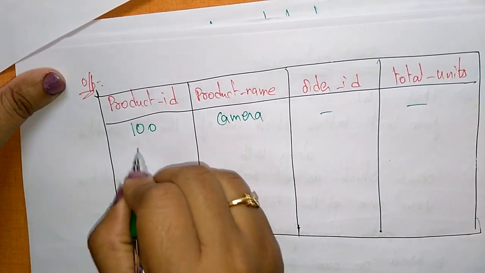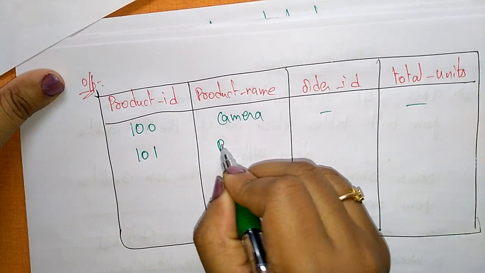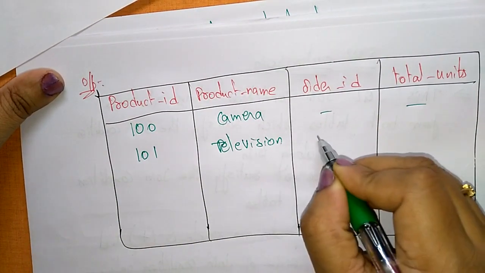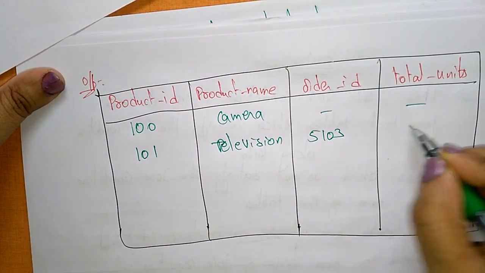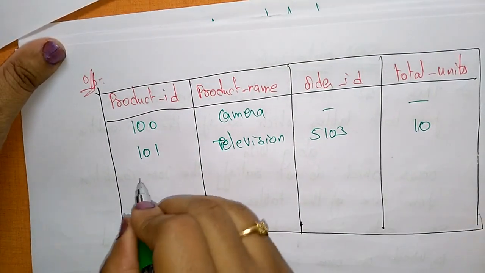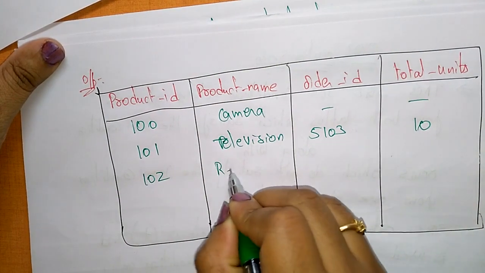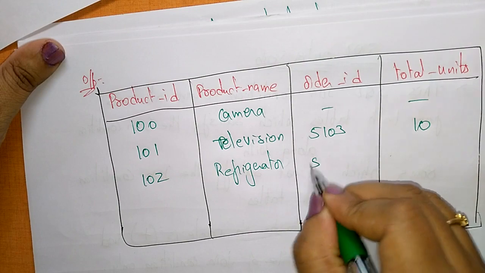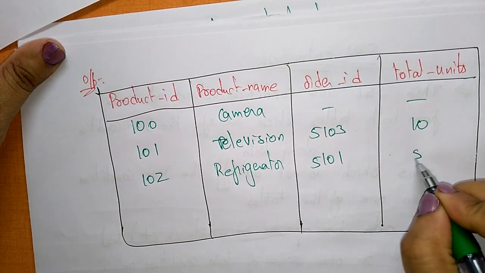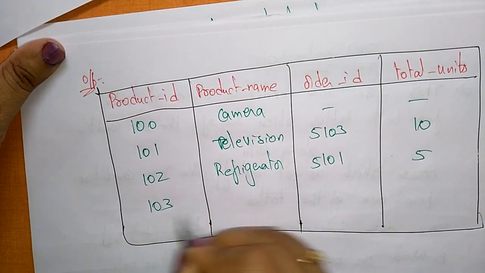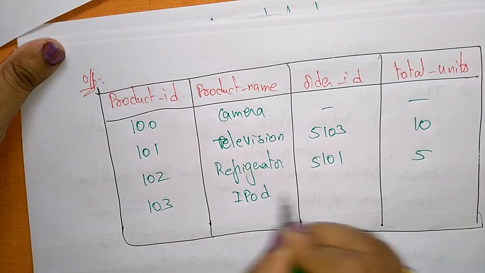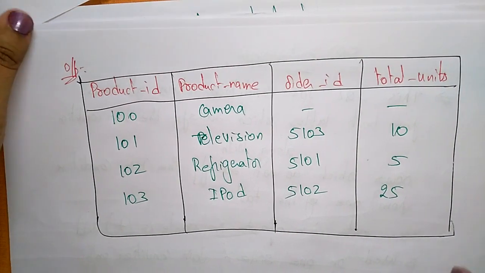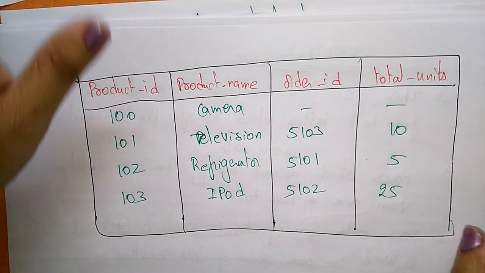Next is 101. 101 is television. For television, the order ID is 5103 and the total units are 10. Next 102. Refrigerator. Order ID is 5101. Total units is 5. Next 103. iPod. Order ID is 5102, total units 25. So this is the SQL outer join.